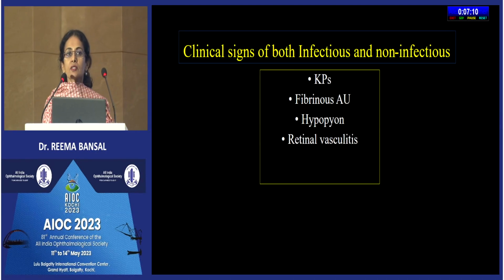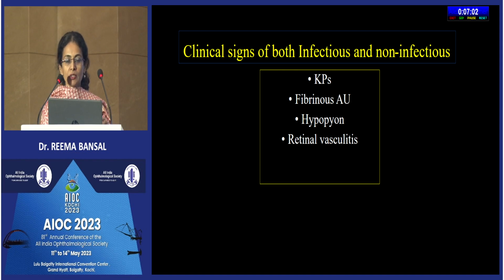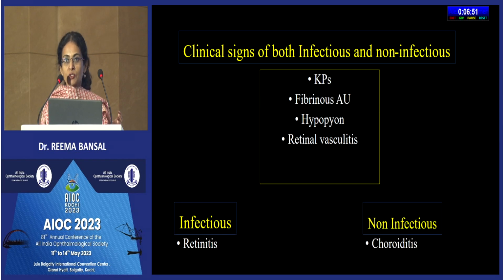So when we look at the uveitis signs of both infectious and non-infectious uveitis, we have certain signs which are common, like keratic precipitates, fibrinous anterior uveitis, or hypopyon, and retinal vasculitis. But there are some signs which are exclusively dedicated to infectious uveitis, like retinitis, unless it's Behçet's disease. But we all know how frequent we see retinitis in Behçet's.